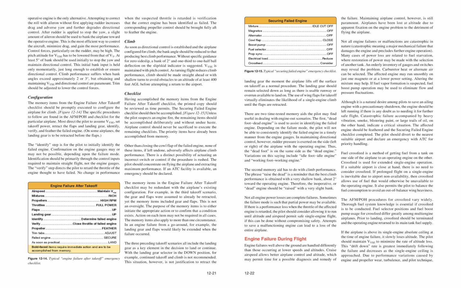The identify step is for the pilot to initially identify the failed engine. Confirmation on the engine gauges may or may not be possible, depending upon the failure mode. Identification should be primarily through the control inputs required to maintain straight flight, not the engine gauges. The verify step directs the pilot to retard the throttle of the engine thought to have failed, with no change in performance. Other than closing the cowl flap of the failed engine, none of these items, if left undone, adversely affects airplane climb performance.